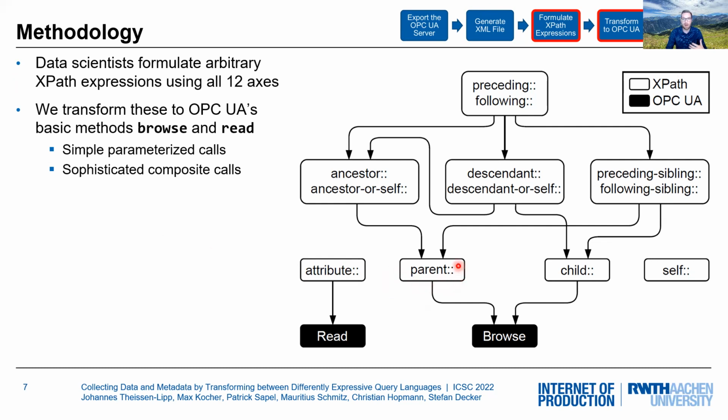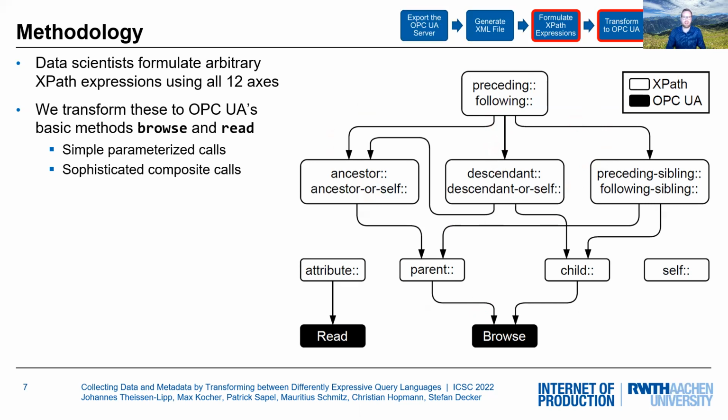That is, for example, parent and child mappings, which are just parameterized calls to the OpenCOA browse function. So we basically just browse forward or we browse backward to a selected parent or the child respectively from a current node. But then there are more sophisticated or composite calls like all preceding nodes or descendant or self or other calls in XPath that basically are composite calls out of the others.